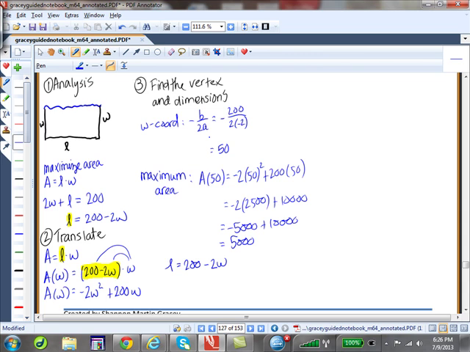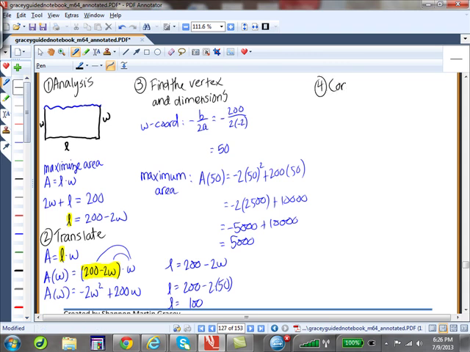And so the length, remember, was 200 minus 2 times W. We found that the W coordinate was 50. That yields this maximum area. So L will be 200 minus 2 times 50. So L will be 200 minus 100, which is 100.